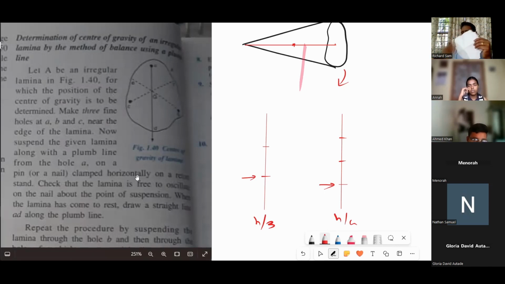If it was a rectangle, you can find the center. If it's a square, you can find the center. If it's a parallelogram, you can find the center. If it is any regular shape, you can find its center. But if it's any irregular shape like this, can you find the center? Not easily, but there's a way to find it.